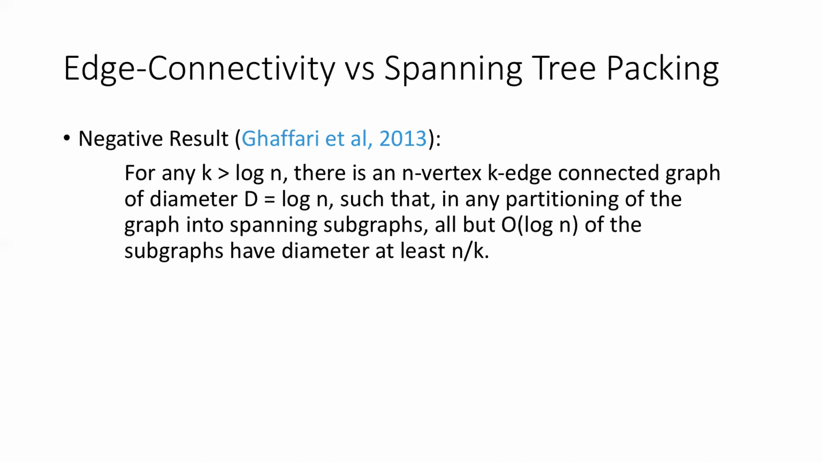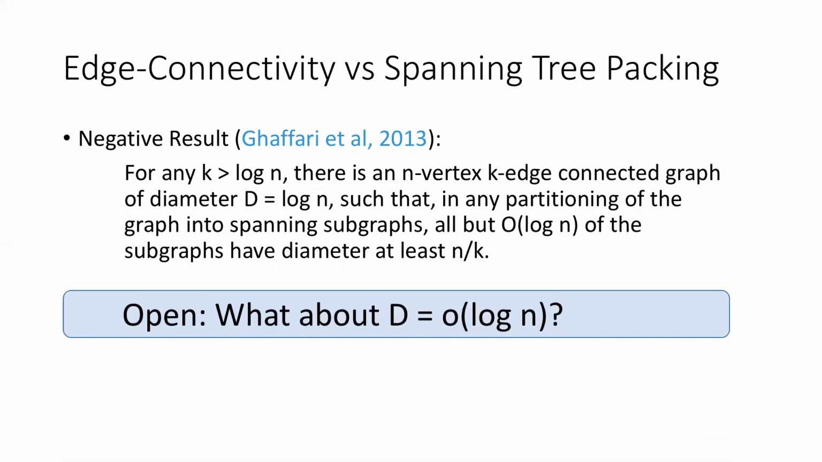In 2013, they show that for any k larger than log n, there exists a k-edge connected graph of diameter d, which is log n, such that in any partitioning of the graph into spanning subgraphs, all but log n of the subgraphs have diameter at least n over k. So this result leaves an open problem on what we can say about the case where the original graph G has diameter smaller than log n.